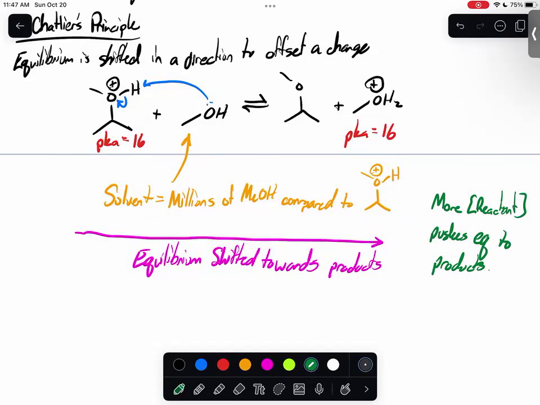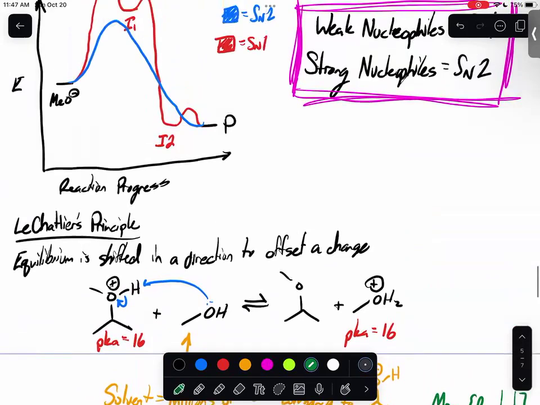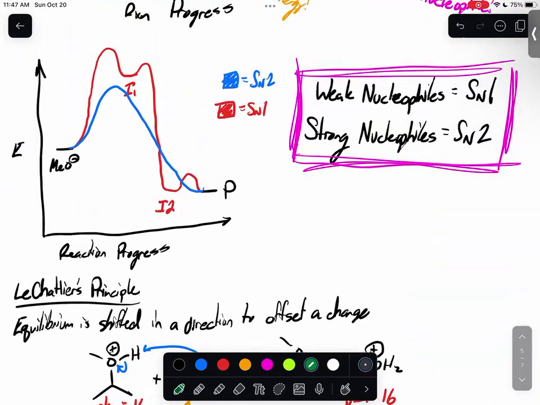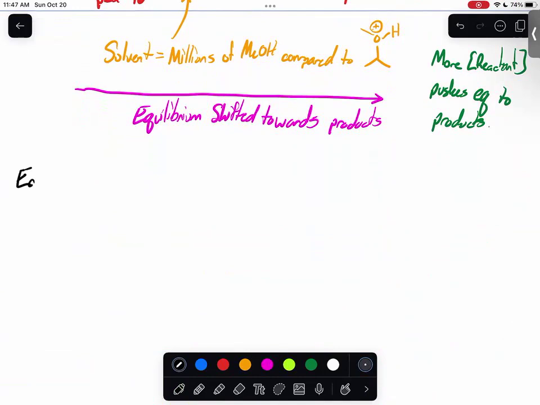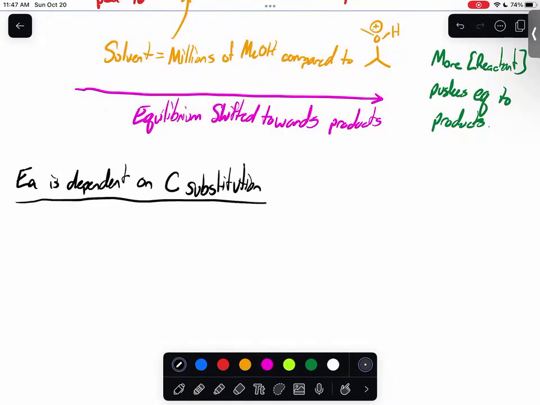All right. And so essentially, when we're looking at this reaction, once it starts, it's generally going to go straight towards products. All right. But the thing is, this reaction is very dependent on the substitution pattern, just like SN2, right? So our activation energy is dependent on carbon substitution. And this is why we talk so much about the carbon substitution recently, because both SN2 and SN1 are affected by it.